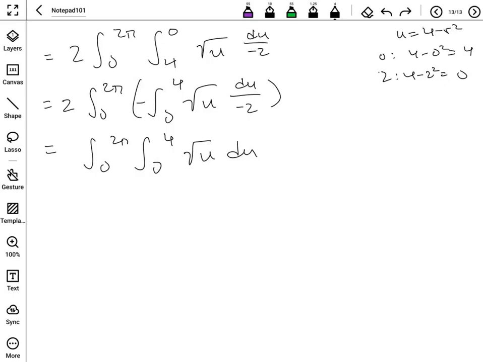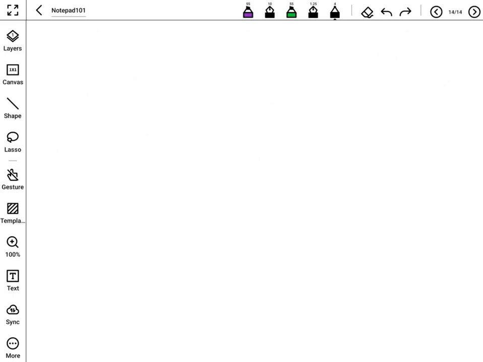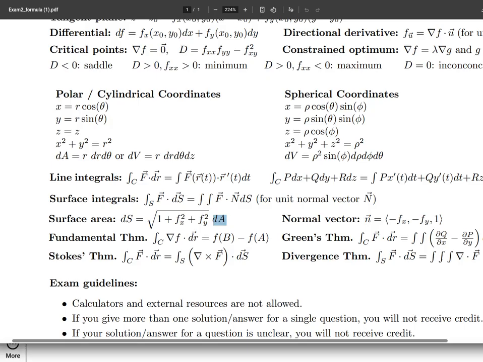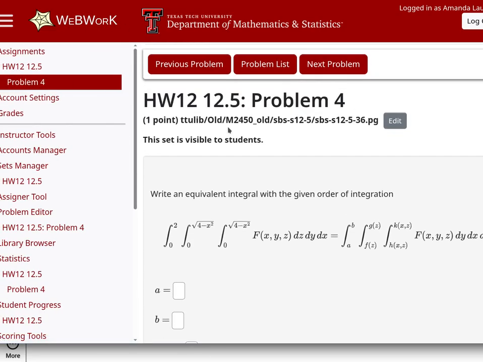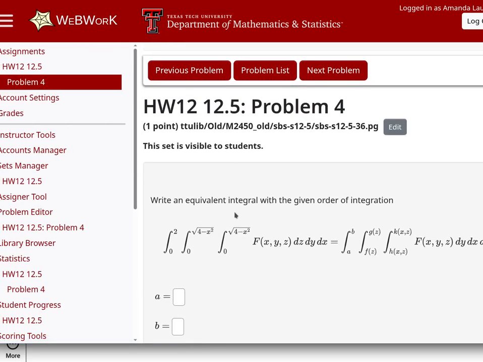And now with 7 minutes, we're going to get to this very last problem. The third problem requested by the second requester. Given this integral that I better copy down because it's super long, we're looking at homework 12, 12.5 problem 4, and we're given a triple integral. A weird one though.